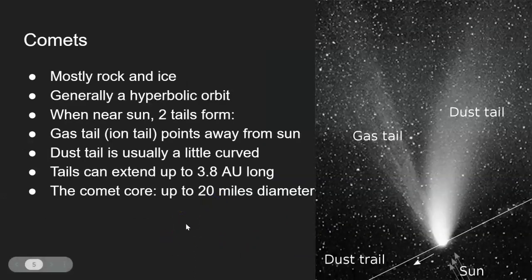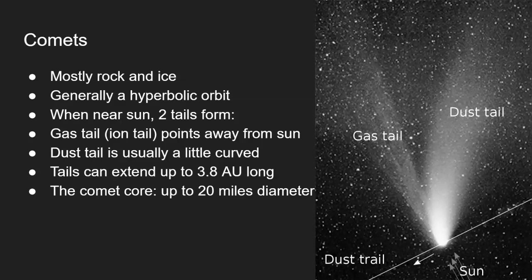Comets are different from asteroids and meteoroids. They are mostly rock and ice. That is a big distinction, a lot of ice. They have a hyperbolic orbit, which means they are not elliptical. They are going to come and they swing in, they go around the sun, and they swing way out away from the sun and then come swooping back in.